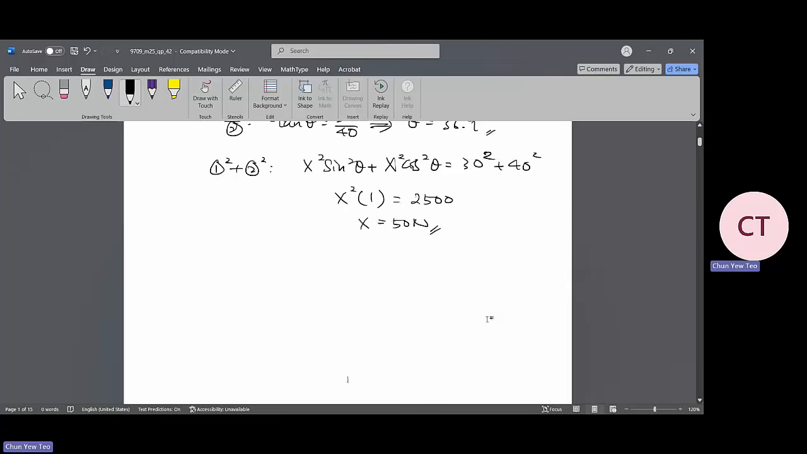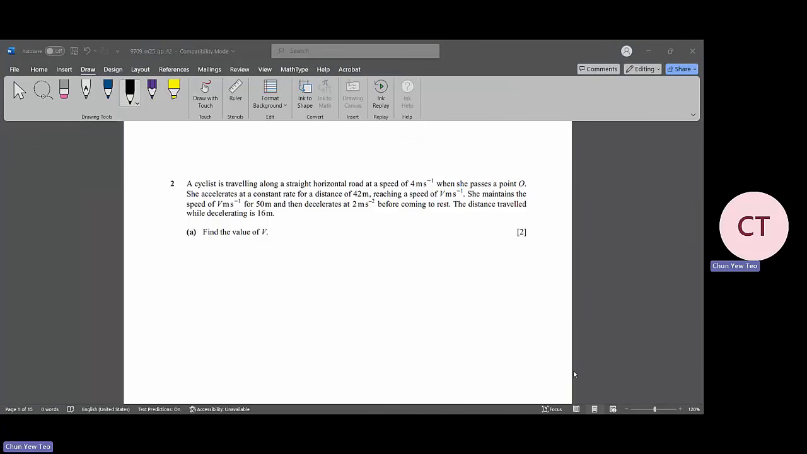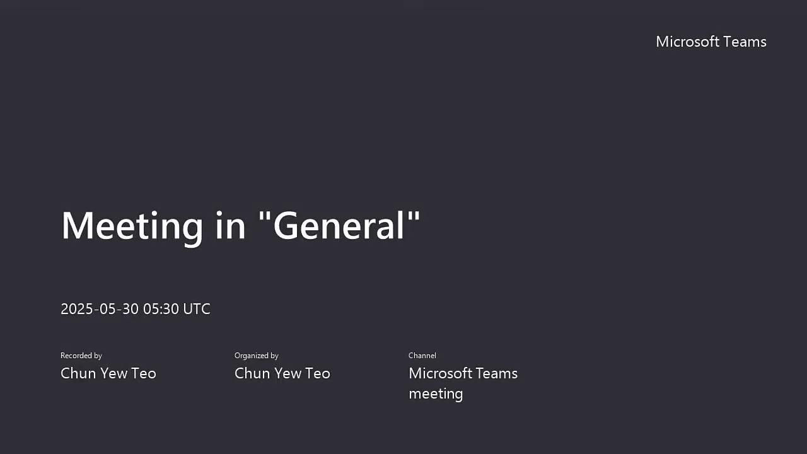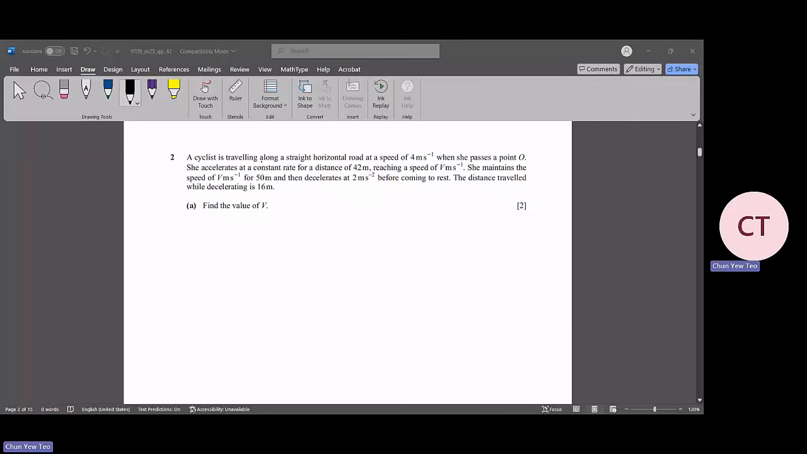Done. Now we move on to question number 2. She is traveling along a straight horizontal road at a speed of 4 meters per second. When she passes a point O, she accelerates at a constant rate over a distance of 42 meters, reaching the speed v meters per second. She maintains the speed v meters per second for 50 meters and then decelerates at 2 meters per second squared before coming to rest. The distance traveled while decelerating is 16 meters. Okay, find the value of v.